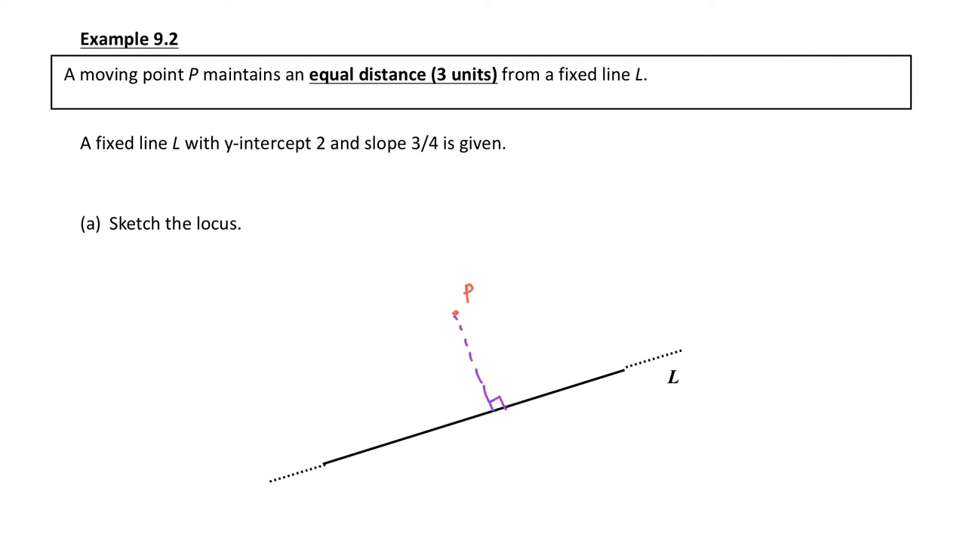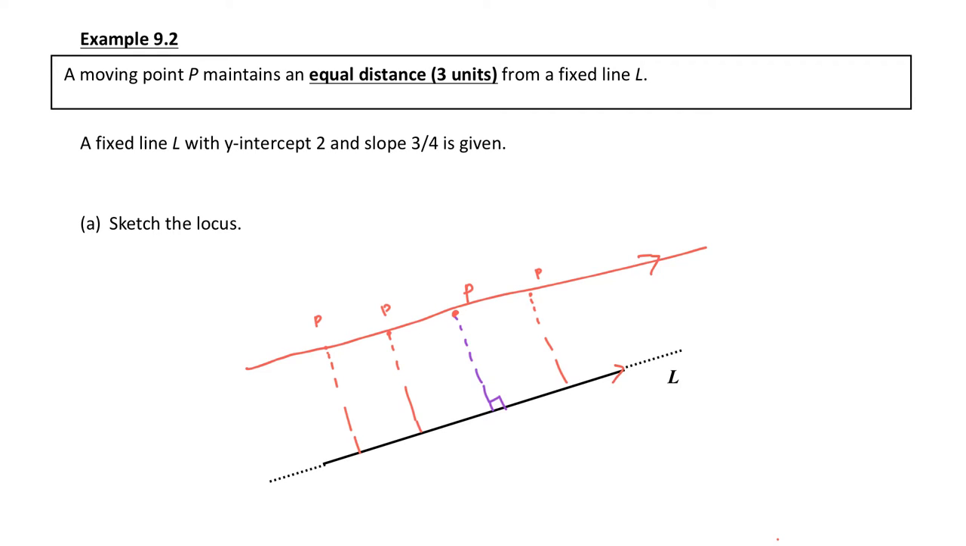So I know P can be here and also here, because the perpendicular distance is also equal to 3. 3, 3, 3. After drawing some possible positions of P, I know this is a straight line and must be parallel to L.